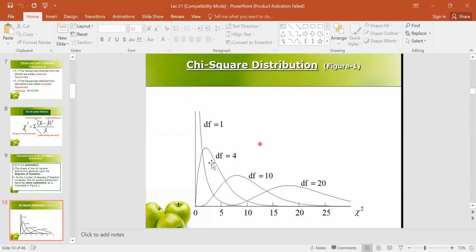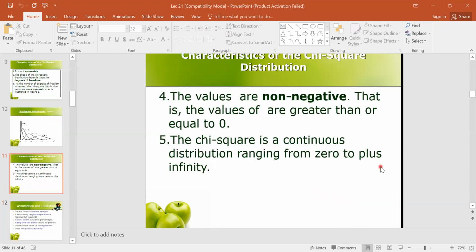So we can say the shape of the curve of the chi-square distribution depends upon the degrees of freedom. It is a skewed distribution, ranging from 0 to infinity, and this is a positively skewed distribution. So there is no concept of negative values. The chi-square values must be non-negative, greater than or equal to 0. And this is a continuous distribution as it ranges from 0 to plus infinity. So these are the characteristics of the chi-square distribution which we study.